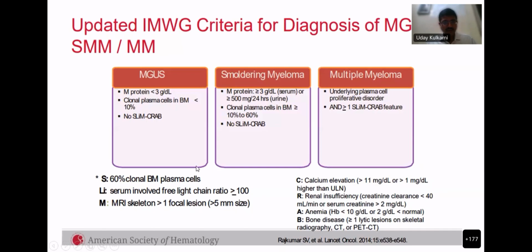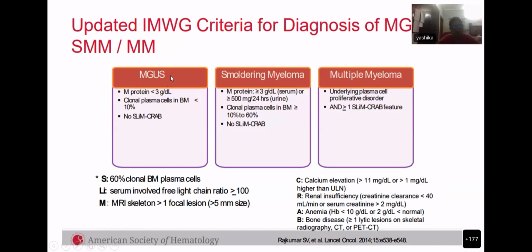The revised criteria included myeloma defining events: if there is 60% clonal bone marrow plasma cytosis, that itself is a myeloma defining event. So you don't need any further derangement in calcium or hemoglobin or creatinine or bony lesions to call it myeloma. So that's 60% clonal plasma cells, or a serum involved free light chain ratio of more than or equal to 100, or MRI of the skeleton showing more than one focal lesion of more than 5 mm size. So these criteria were added to the regular CRAB features.